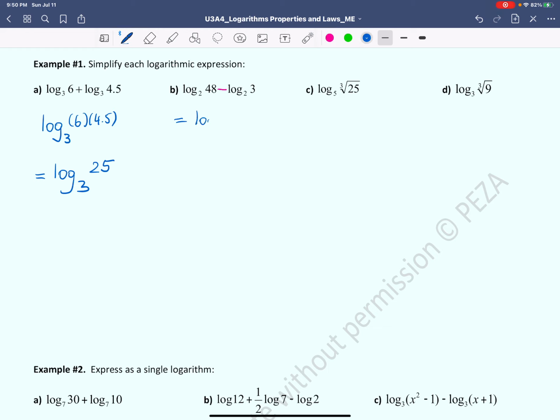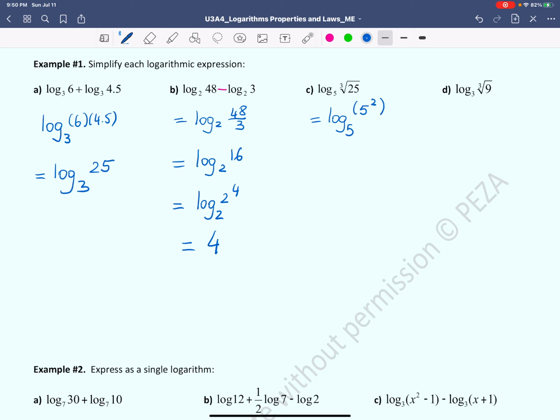Next, we have the difference, which means quotient. So we have log with base 2 of 48 divided by 3. That's log with base 2 of 16. Wait a second, I think I can simplify even more. So you have log with base 2 of 16 is 2 to the power 4. So see how these two? We say goodbye to them. The answer is 4.